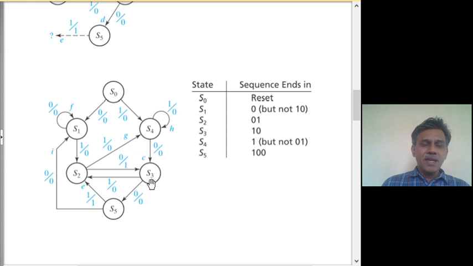Now in S1, S3, we have already taken care of both 0 and 1. While drawing this part of the circuit, we have taken care of this 1, and for the other one, 0 has been taken care of here and so on. So S3 is also over.